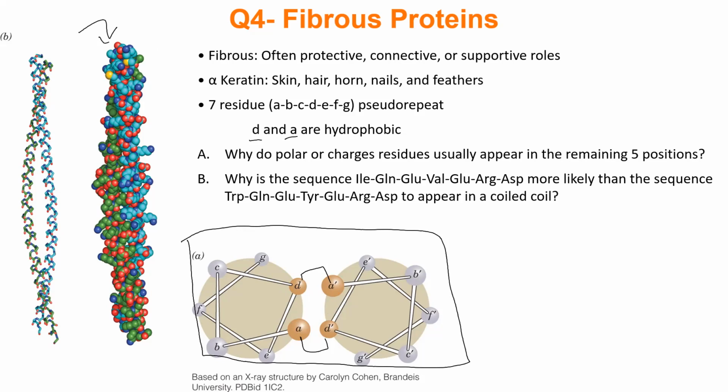at a fibrous protein, isoleucine, glutamine, glutamic acid, threonine, glutamic acid, arginine, aspartate, why do you think this first sequence is more likely than this sequence with this tryptophan, glutamine, glutamate, to appear in a coiled coil, which is what this is. This is a coiled coil. Why is this top sequence more likely to be alpha keratin than this bottom sequence?